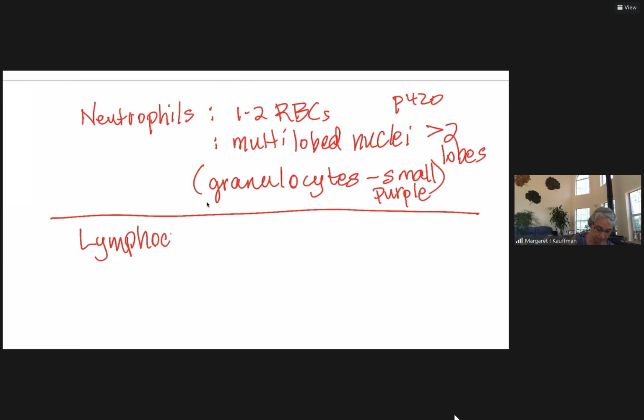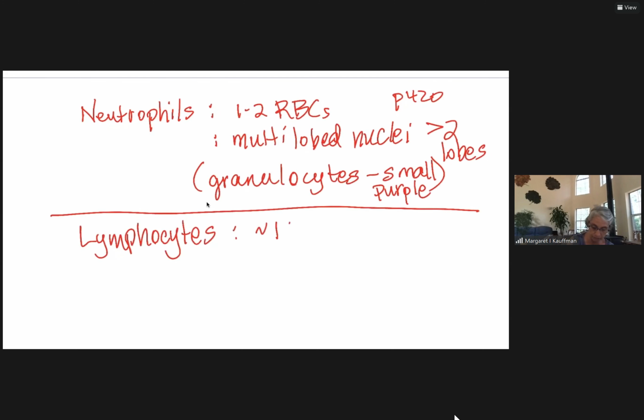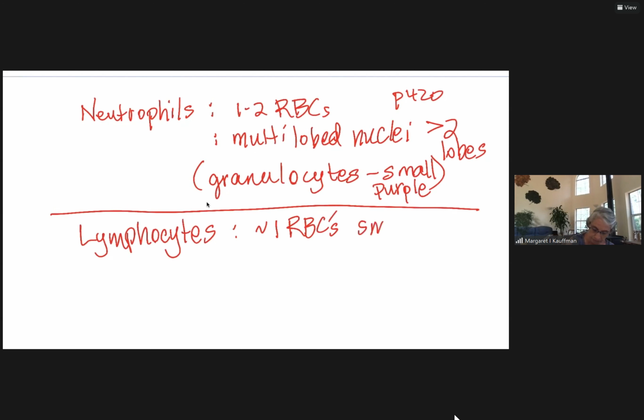Never let monkeys eat bananas. These are the smallest, so they're approximately 1 red blood cell. Again, sometimes in preparation they swell up a bit, they look a little more bloated. That's probably abnormal, but they're the smallest for sure. And most of their volume is taken up by their nucleus. So very little cytoplasm is visible.